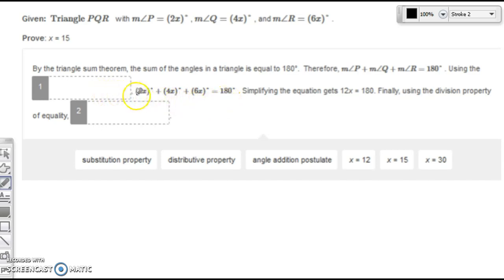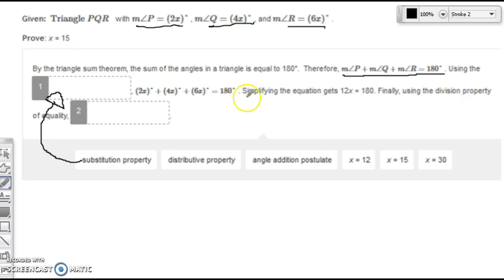So we're trying to figure out this blank, but we have to go back to what we previously had. We previously had P plus Q plus R, and now we have 2x plus 4x plus 6x. So they substituted in the values of each of these. So that would be using the substitution property. We substituted those in. And then they simplified the equation to get 12x equals 180.